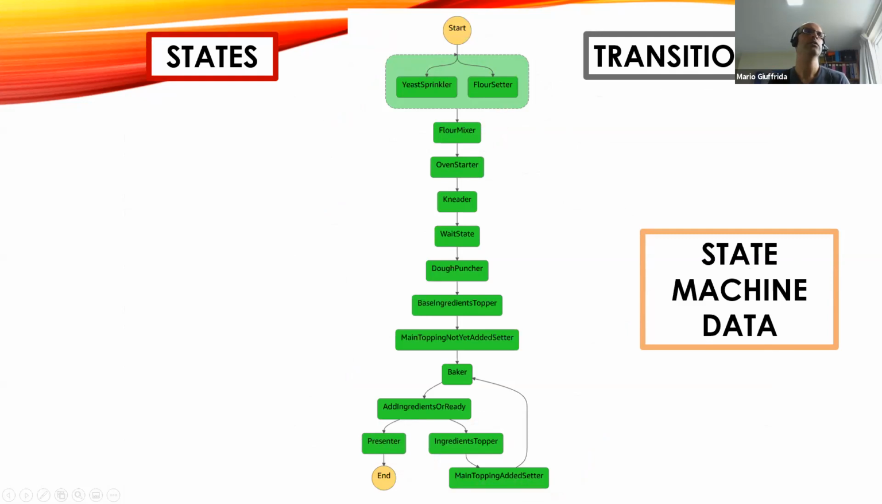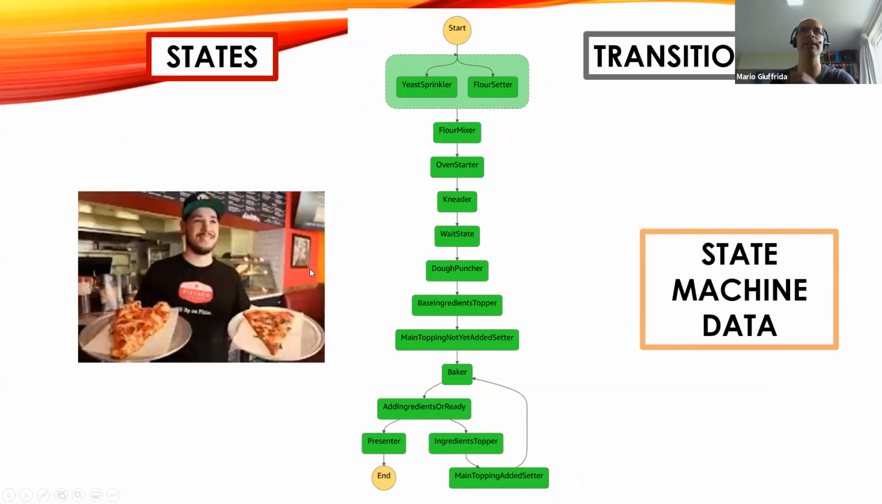So now let's not forget what's the main focus of this presentation. And the main focus of this presentation is actually helping Giovanni. Would the AWS step function have helped Giovanni with his pizza making business?